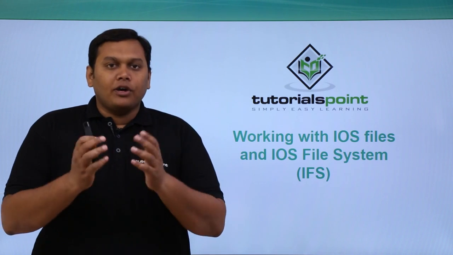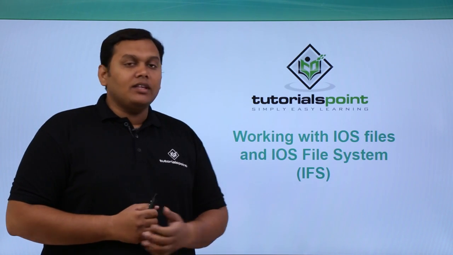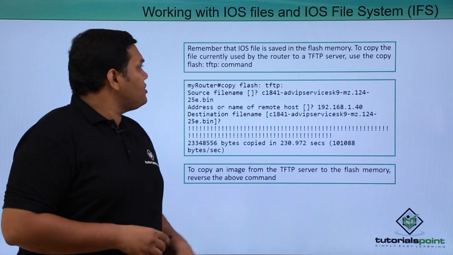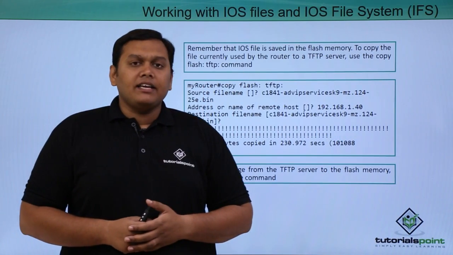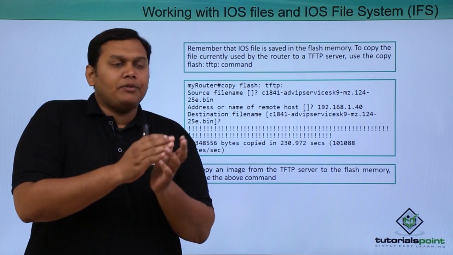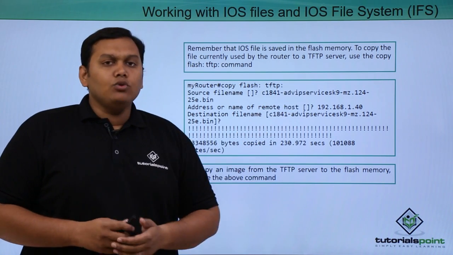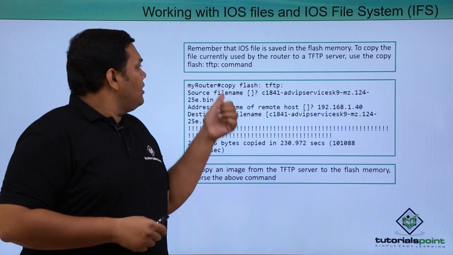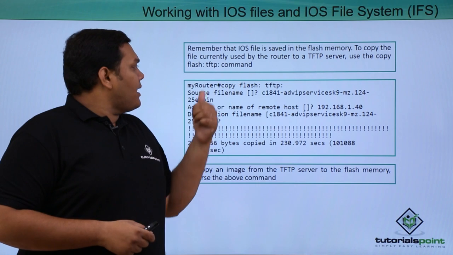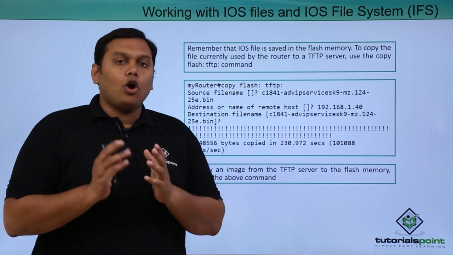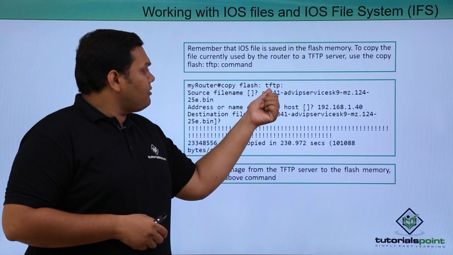In this video, we are going to discuss working with iOS files and the iOS file system. Remember first that the iOS file is saved in the flash memory. To copy the file from the flash memory to the TFTP server, use the copy command, which is copy flash: TFTP.